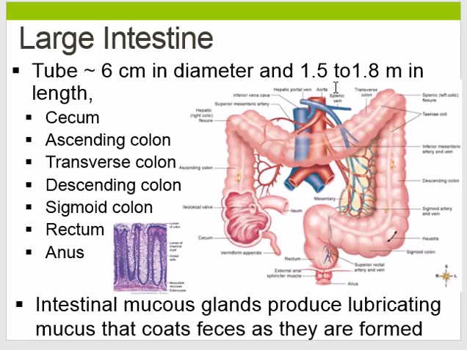So again, food has moved from the mouth to the pharynx. Then it's moved down through the esophagus into the stomach. Once it moves from the stomach into the intestinal tract, it's moving from the duodenum into the jejunum, into the ileum, and at the very end of the ileum, food is going to enter into the large intestine and make its way through.